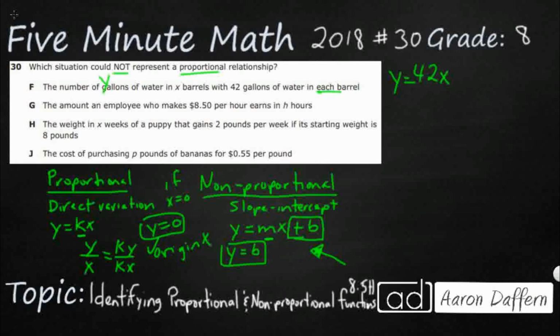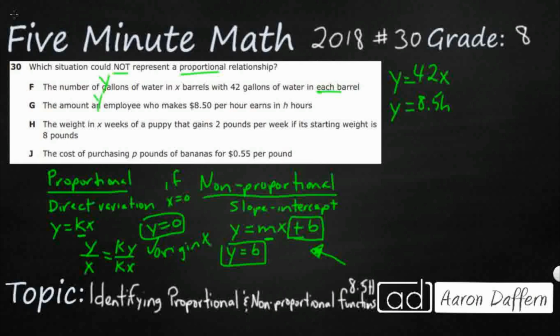The amount an employee makes, who makes $8.50 an hour in H hours. Okay, so the amount, so we're looking for Y again. This time it's H hours, and then the rate is going to be 8.5. So it looks like it's that same form, y equals kx.